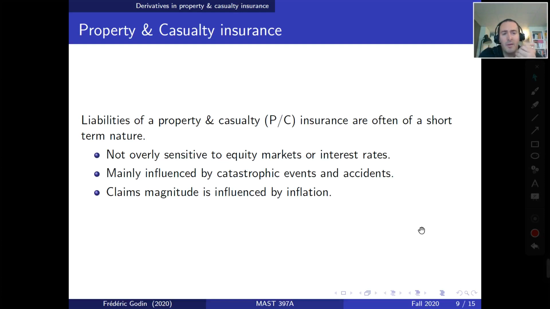Note, however, that claims are very influenced by inflation in the case of property and casualty. So these insurers track this risk factor very closely. Because if the cars suddenly increase in value, and they have to pay back the value of your car, they're going to have to pay more if there's higher inflation.